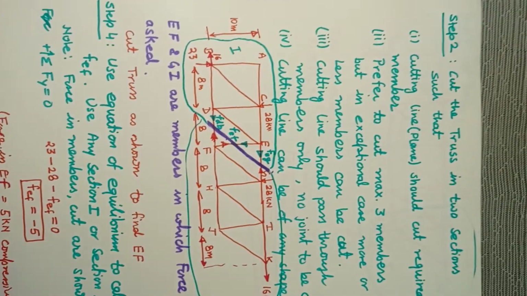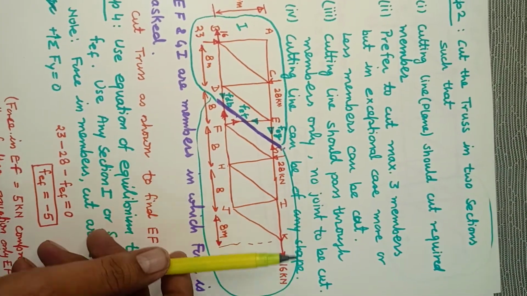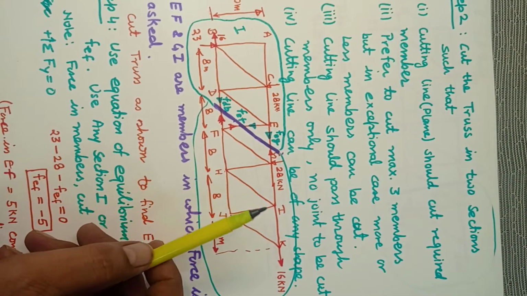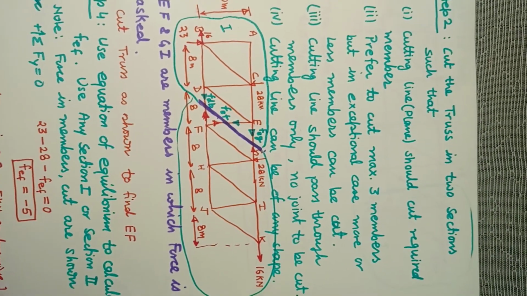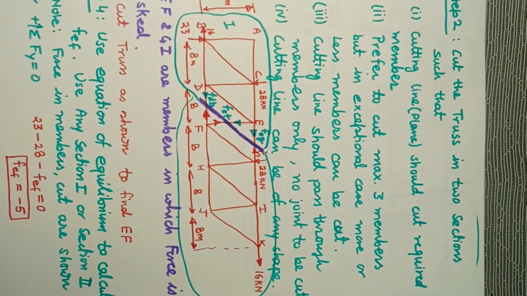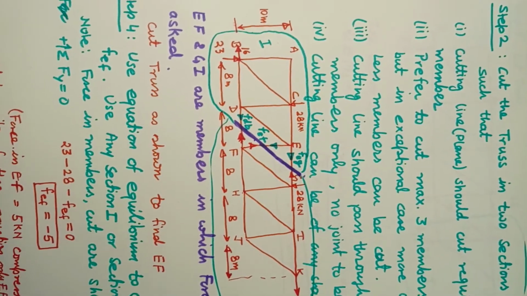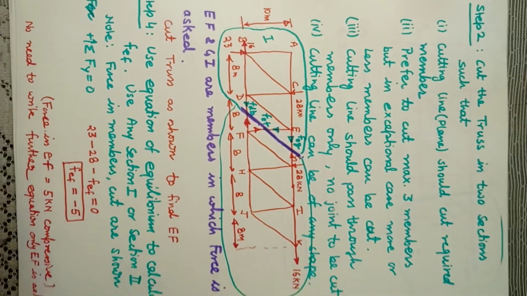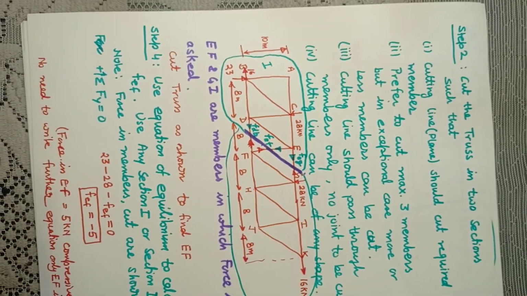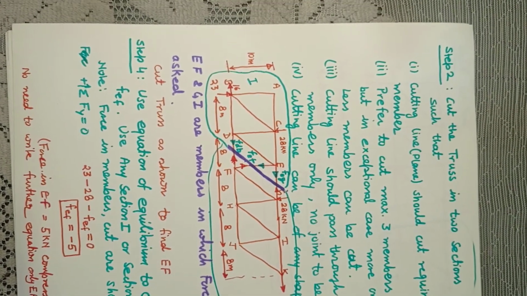Let us proceed further. Cutting line should pass through members only. No joint should be cut. It should not cut any joint. You should not have a cutting plane passing through any joint. It should cut only members. Cutting line can be of any shape. It can be a straight line, it can be an arc, it can be a circular figure, or it can be any kind of figure.